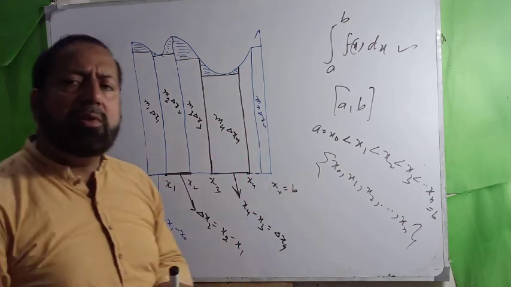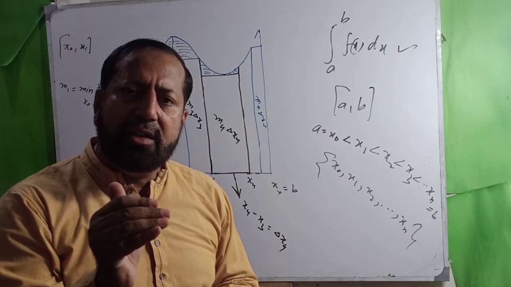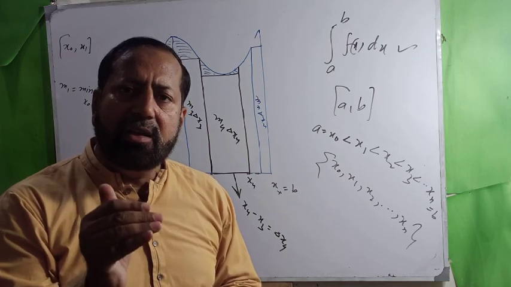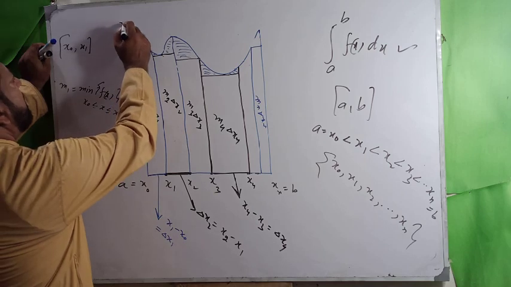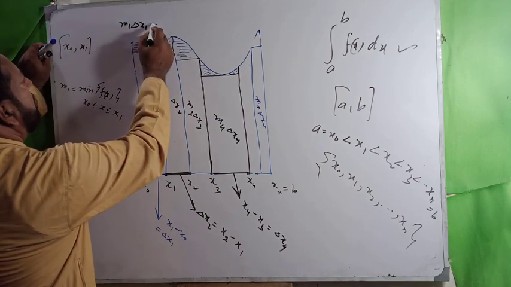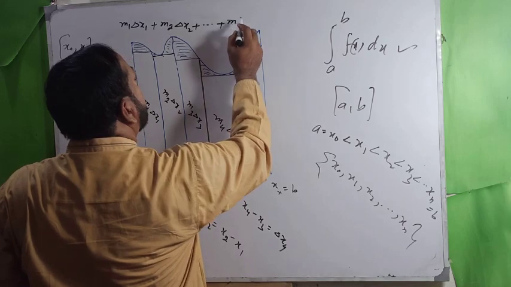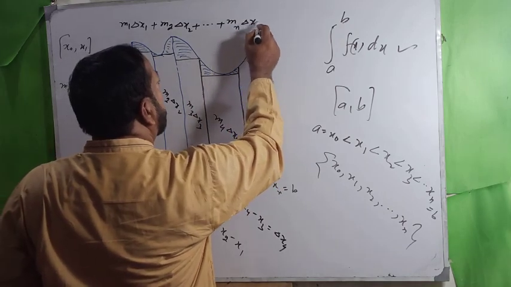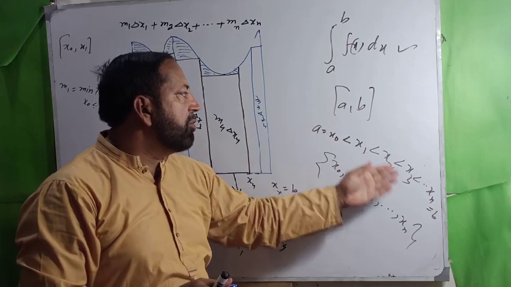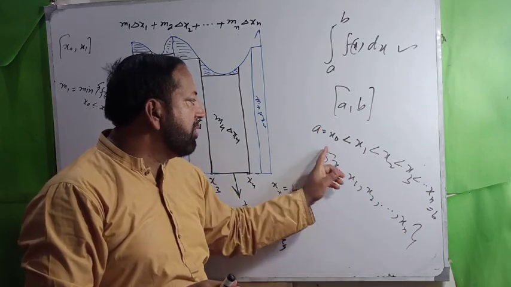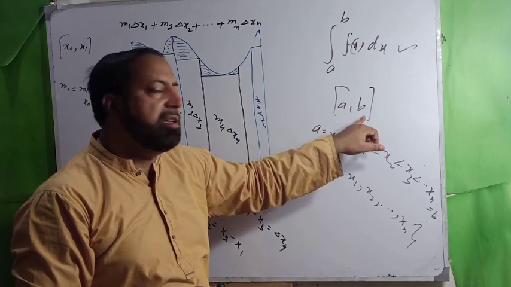Now if you add all these areas, you are getting an approximate area, and of course this is not the desired area. This area must be lesser than the area required. So if you add all these, what do you have? m1 delta x1 plus m2 delta x2 plus so on plus mn delta xn. Suppose you have introduced n points in your partition. Of course, the first point is a, and n minus 1 points you have introduced in this interval other than a and b.